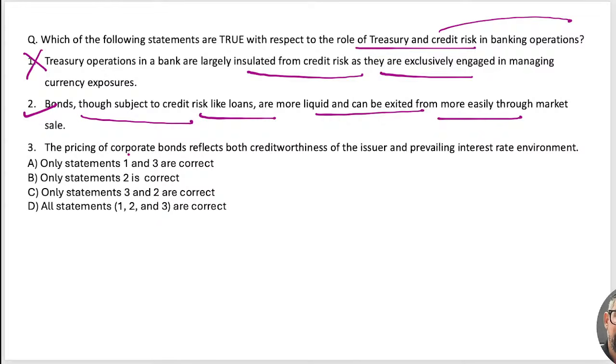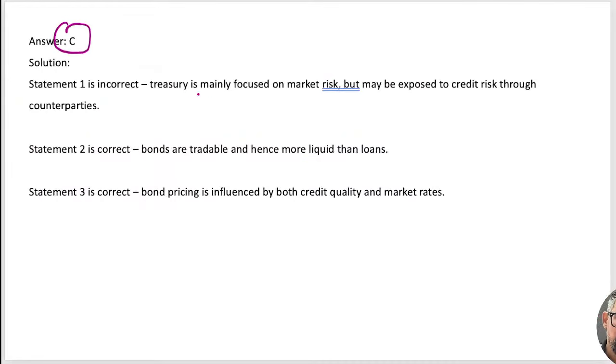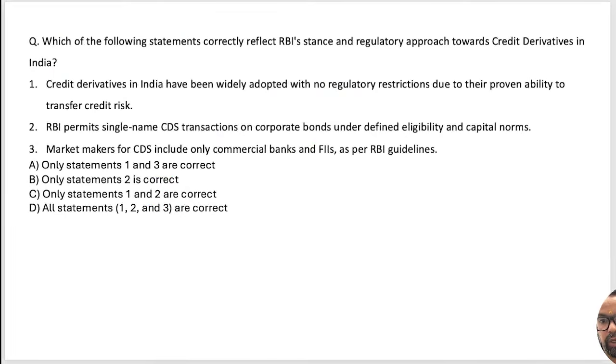Next one: the pricing of corporate bonds reflects both the creditworthiness of the issuer and interest rate. Yes. 2 and 3, so option C. Treasury is mainly focused on market risk. Bonds are tradable, hence this is the one. Next one, guys.